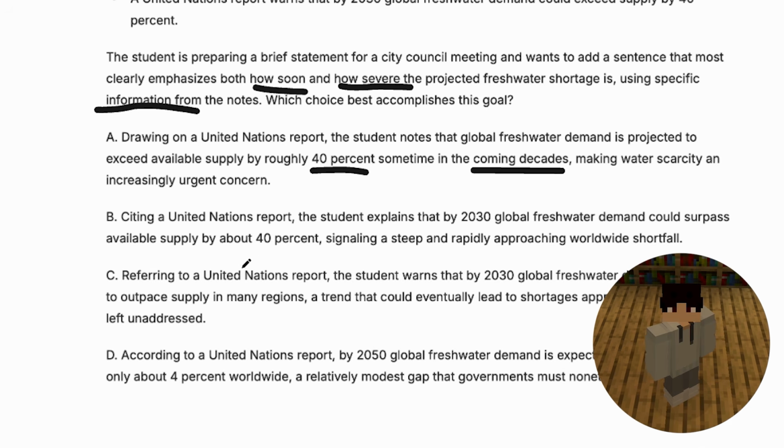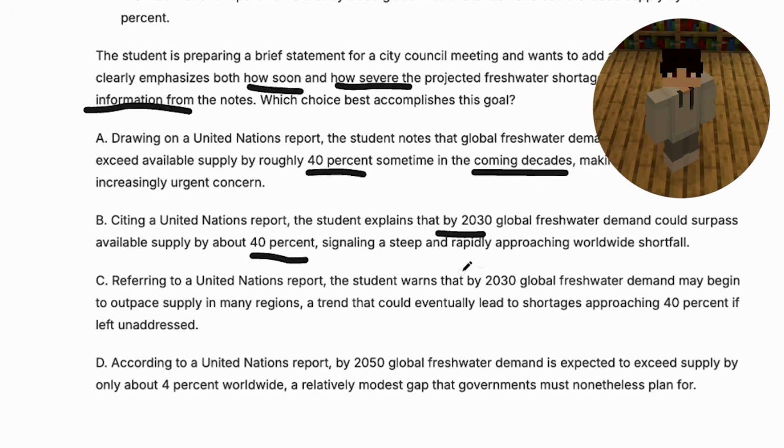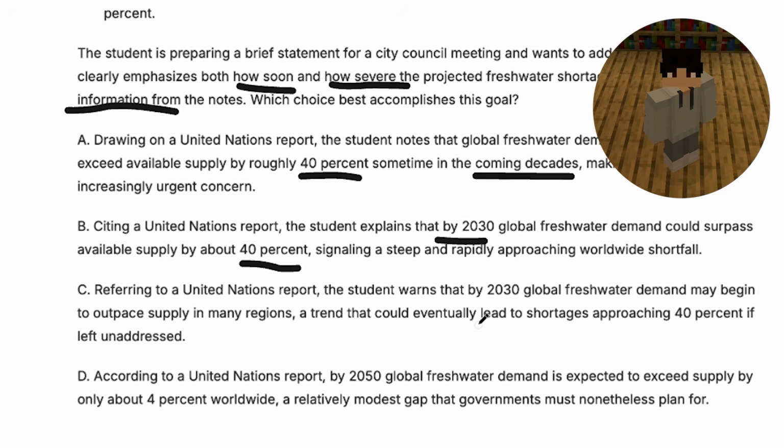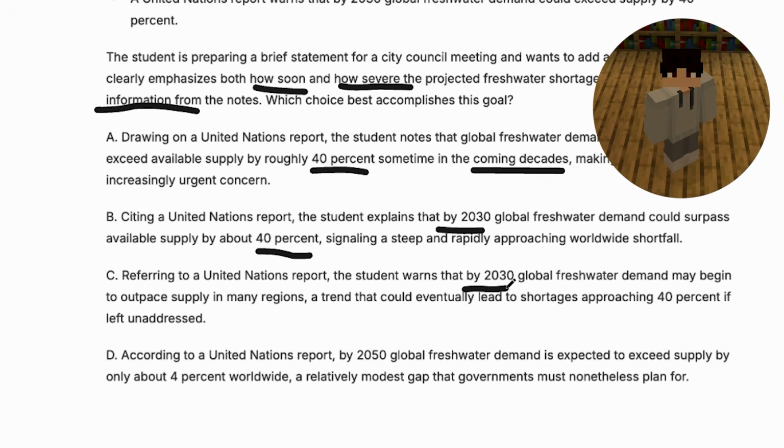So notice the kind of difference here. We're saying 40% here again, but we're saying that by 2030 this could happen. So not just the coming decades, which can mean 2050, 2067, whatever, but by 2030. So this is definitely different from A, so there's going to be some kind of conflict there. Referring to a United Nations report, the student warns that by 2030 global freshwater demand may begin to outpace supply in many regions, a trend that can eventually lead to shortages approaching 40% if left unaddressed. Okay, again, we're saying by 2030 and approaching 40%. So we're going to have some conflict between these choices, I will say.